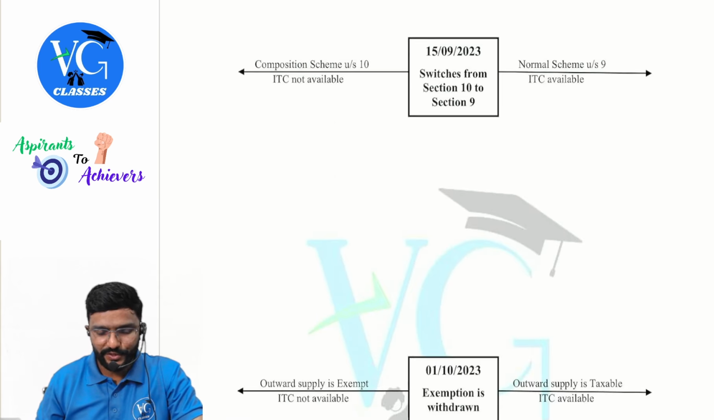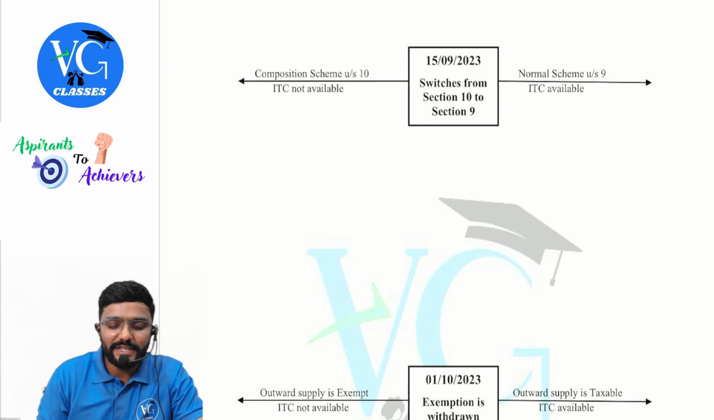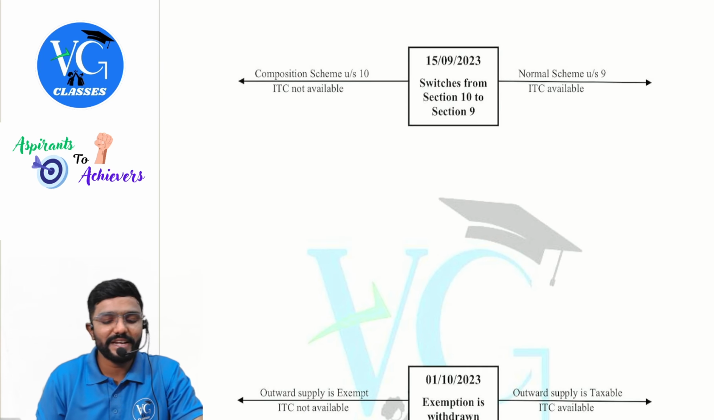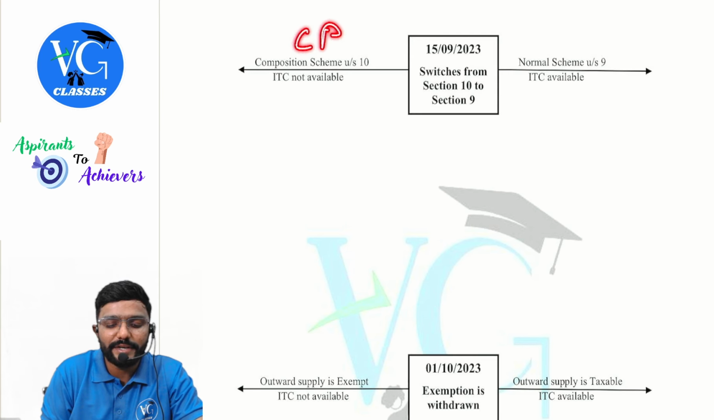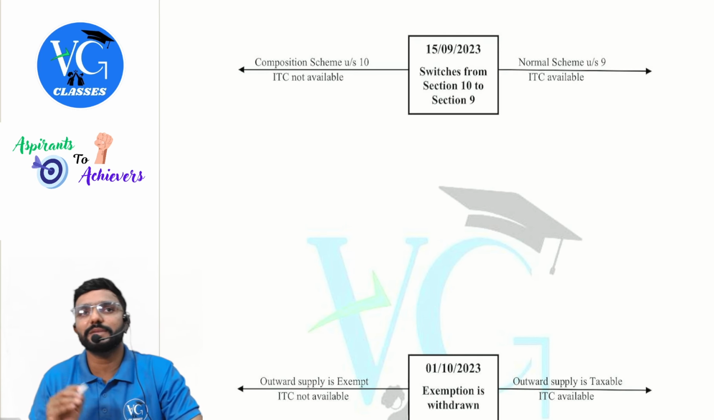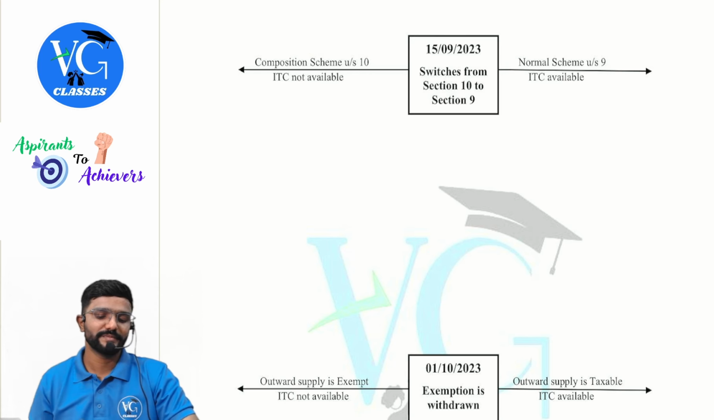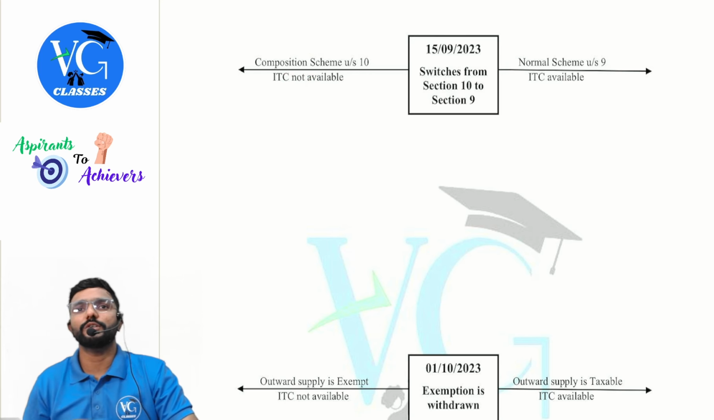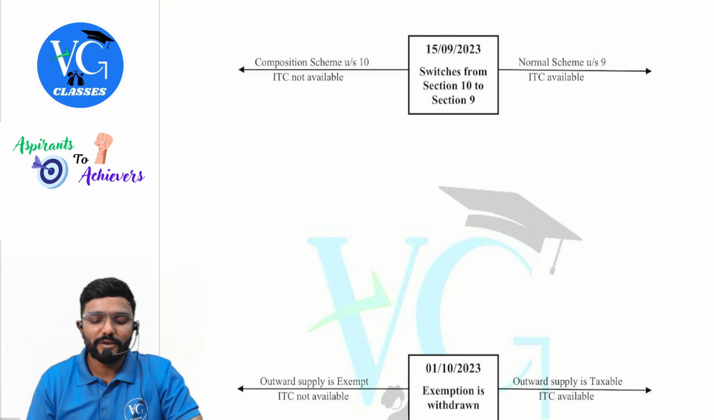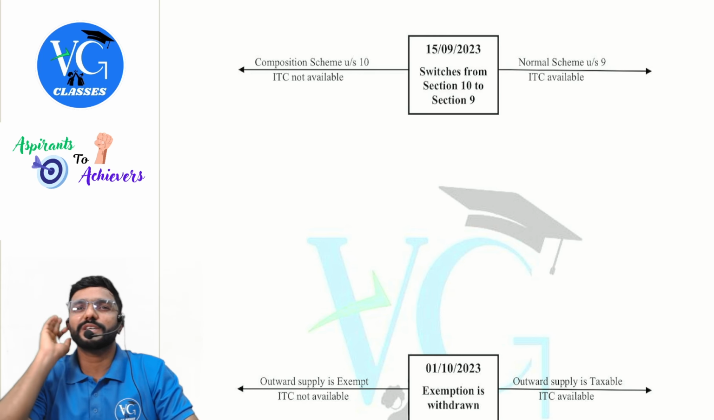Now different story, sir. Sir, I was under section 10. When I was under 10, I will pay tax on my outward supply at what rate? Composition rate. Can I collect it from the recipients? No. Can I issue tax invoice to my customers? No. Bill of supply. Next, is ITC available? No.